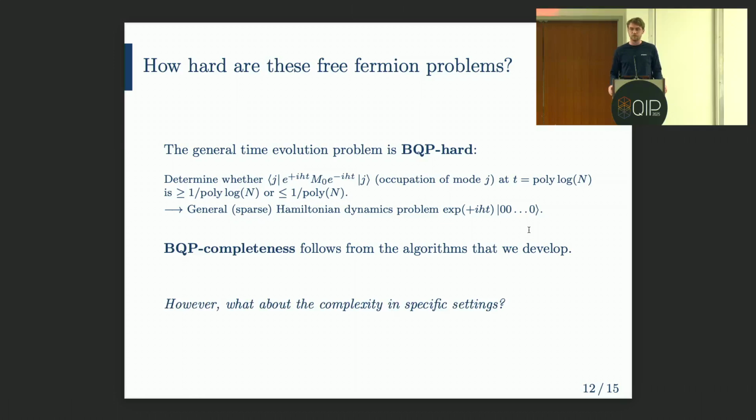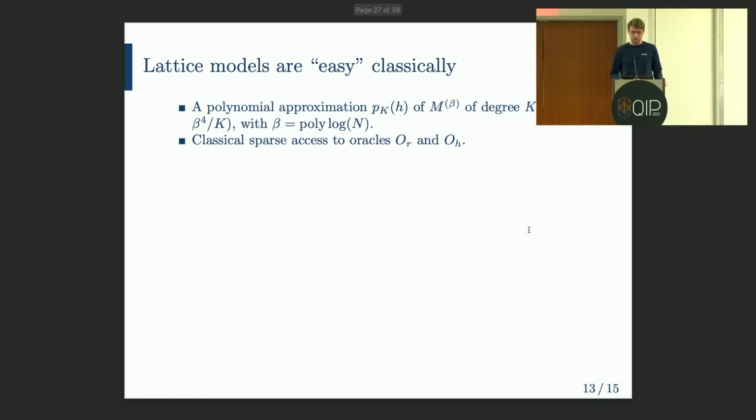But what about the complexity in specific settings? We want to apply it to physically interesting models, so what can we say about the complexity there? Let's focus on lattice models for now. Lattice models are in fact easy classically, in the sense that if we limit ourselves to the parameter regimes that we can reach using a quantum algorithm, then for lattice models we can do the same things classically.